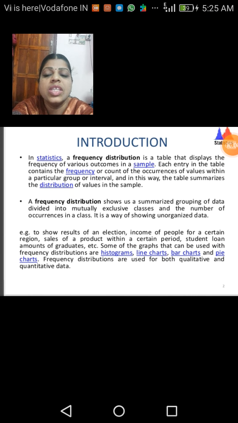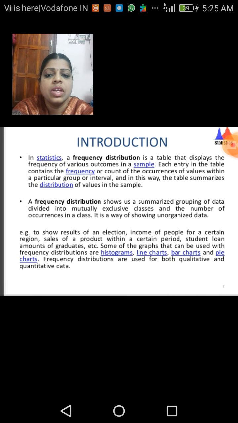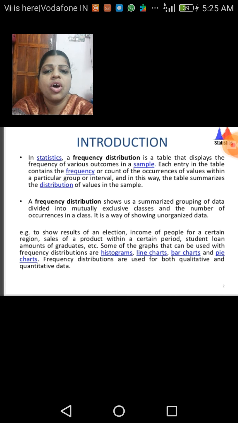In this module, we'll discuss the new topic in the third chapter, organization of the data. That is, the topic is a frequency distribution. In statistics, a frequency distribution is a table that displays the frequency of the various outcomes in a sample.